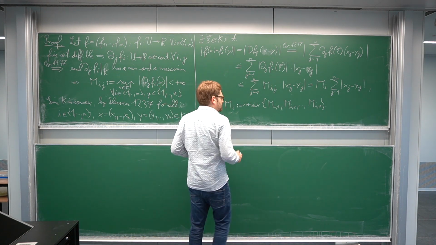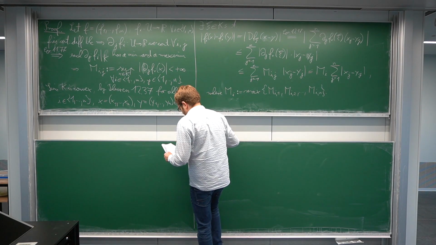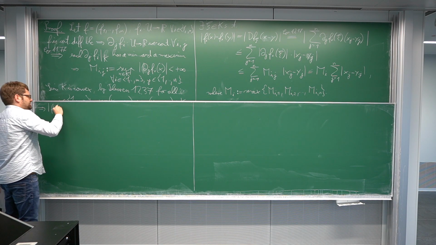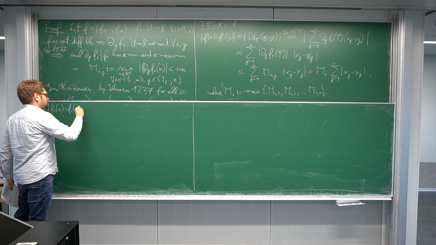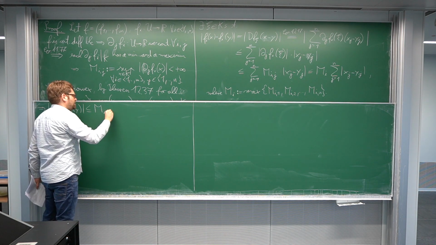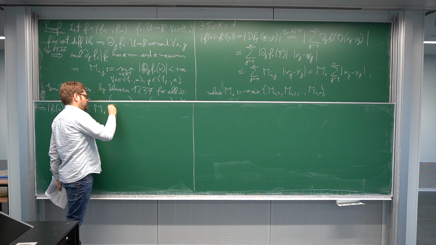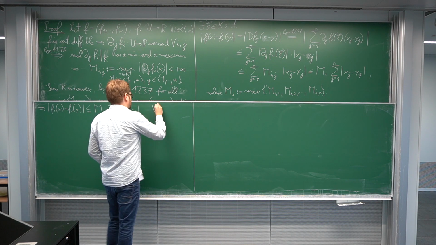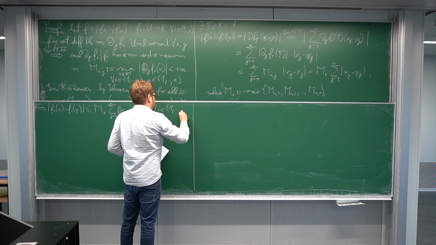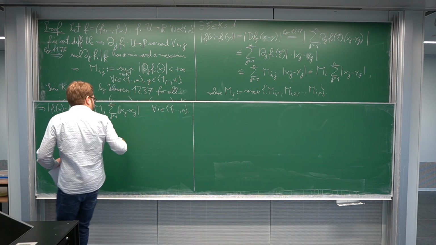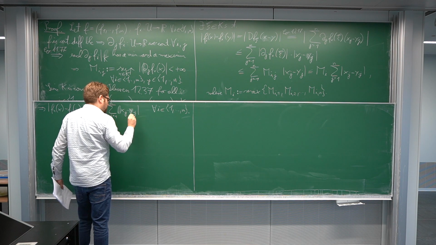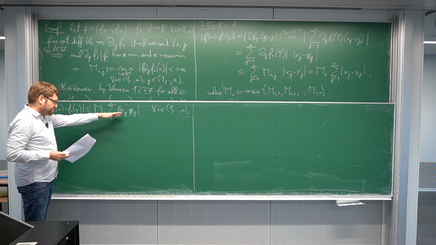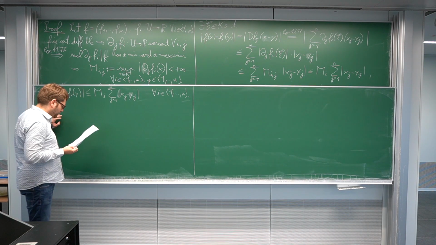So, let me summarize that. We put this here on the next blackboard. We have shown that |f_i(x) minus f_i(y)| is smaller than or equal to this number M_i times the sum j from 1 to n of |x_j minus y_j|. And this holds for all i between 1 and m. This looks good because it looks a bit like Lipschitz continuity. So it's some differences of the f, and here are some differences of the components. So this might look hopeful.